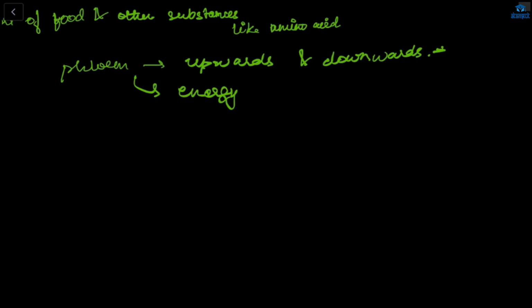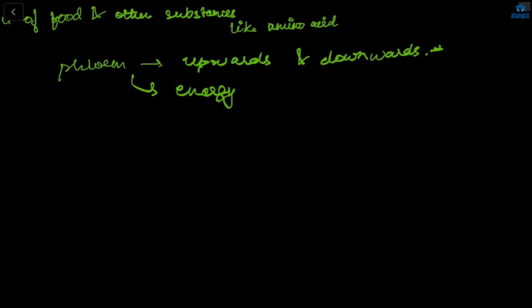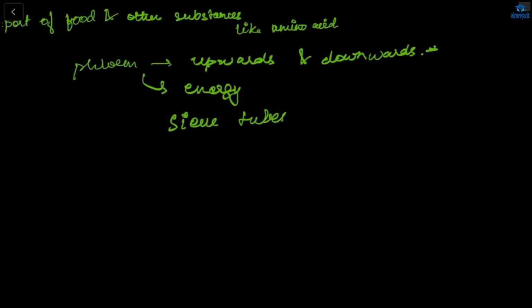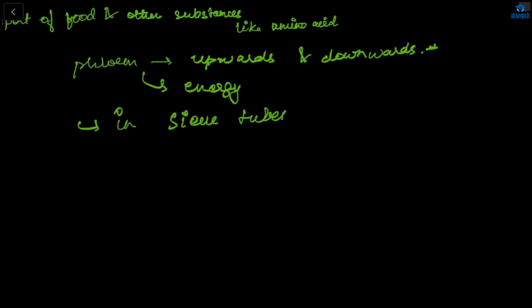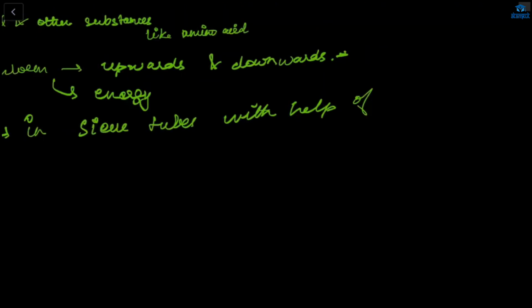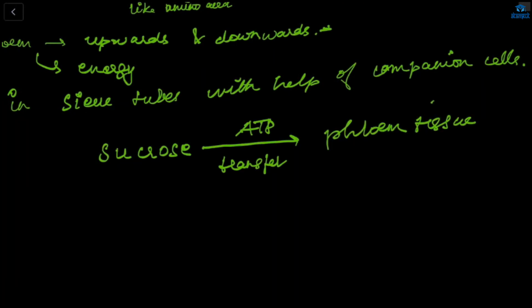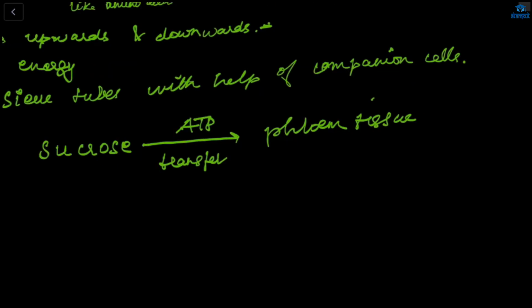In the ninth standard, I told you there were sieve tubes, right? This conduction of the food and other substances happens in the sieve tubes with the help of companion cells. So how does this happen? First, you can take for example sucrose. It will be transferred to the phloem tissue by utilizing ATP. So the osmotic pressure will increase, and the water will move into the tissue.